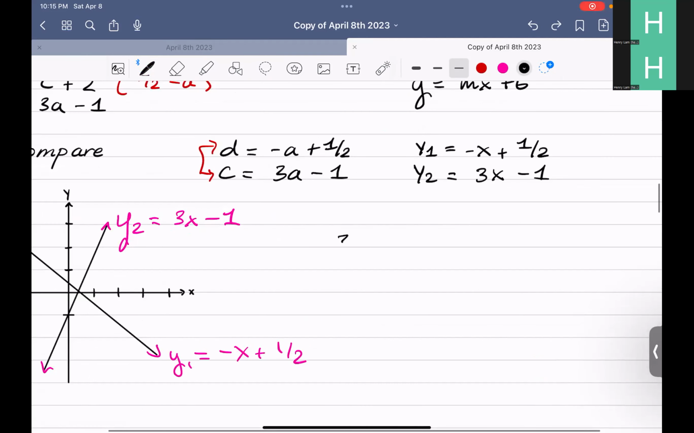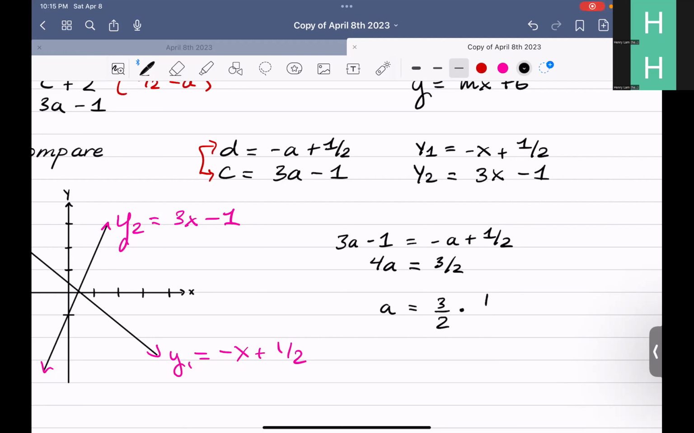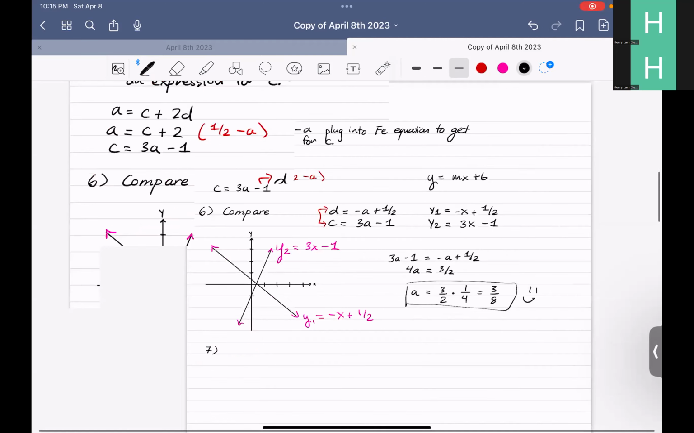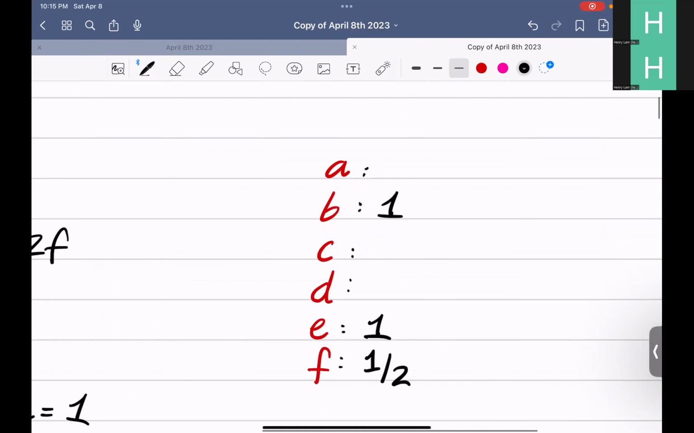So if I set this equal to each other, 3a minus 1 is equal to negative a plus 1/2. Then what we'll find is the following, that if I were to move things across, we'll get 4a is equal to 3/2. Divide by 4 is the same thing as saying multiply by the reciprocal, or multiply by 1/4 here. So what we'll get is a is equal to 3/8. Okay, beautiful. That's great. This is good for us. I'm happy, and you know why I'm happy is because now I can fill in this value.